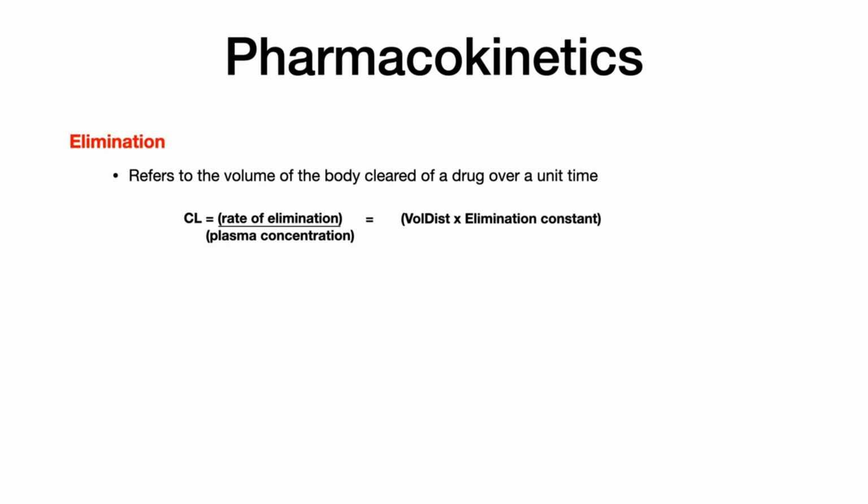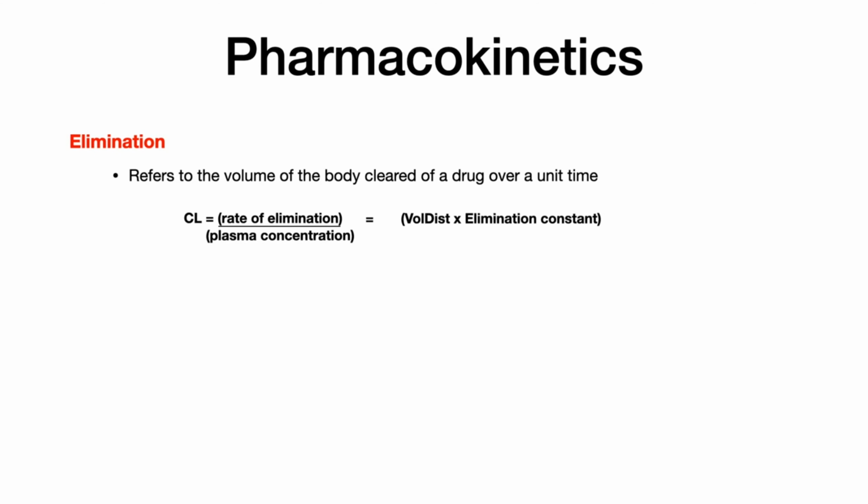And the clearance formula is the rate of elimination divided by the plasma concentration. And that can also be rewritten as the volume of distribution times some elimination constant. So I know the formulas are annoying to memorize, but you could be asked the formulas and you could be asked to solve equations on your exam. So I'm putting it here for completeness' sake.